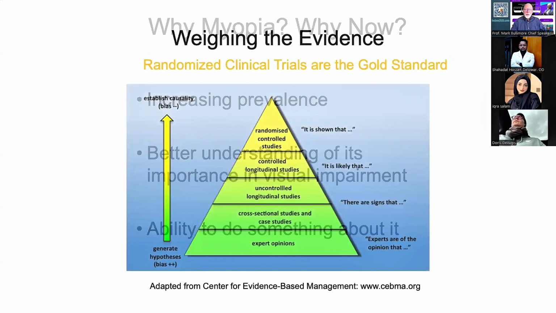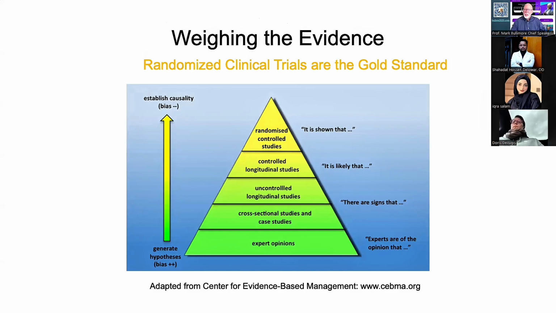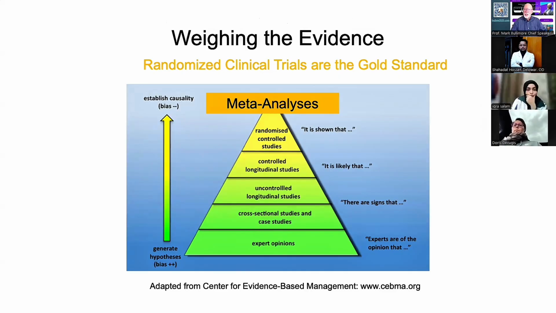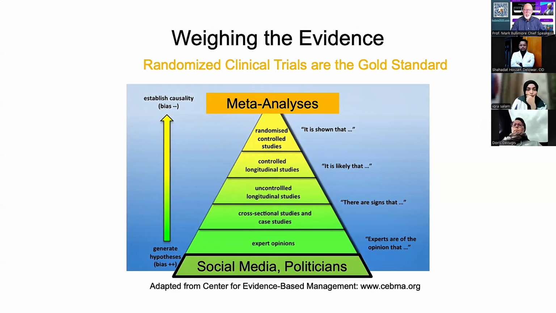Now, when it comes to looking at evidence, we like to see the highest quality of evidence. We live in an evidence-based world, and this is the evidence-based pyramid. And you can see at the top, randomized controlled trials. Now, there is actually even a higher level of evidence, which are meta-analyses, where multiple clinical trials are analyzed together. And of course, at the bottom, you've got expert opinions, which is a very low form of evidence. And then, of course, even below that, you've got social media and politicians that unfortunately we get bombarded by.